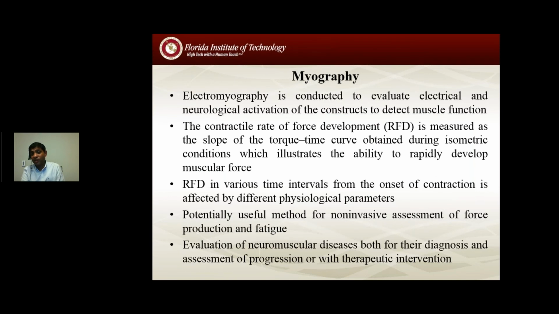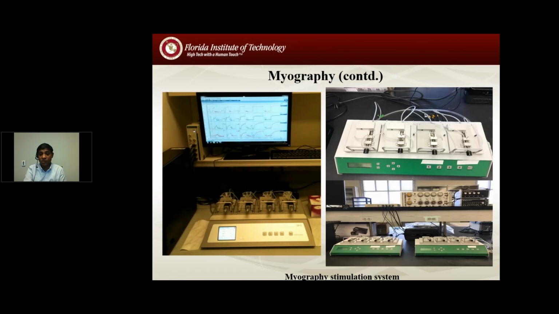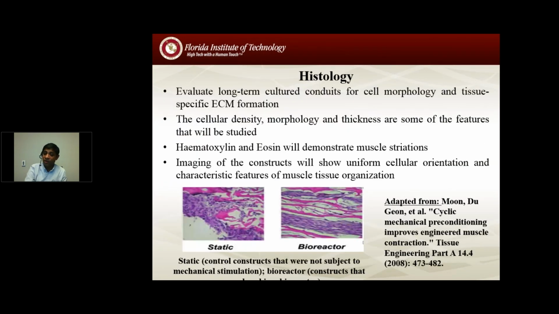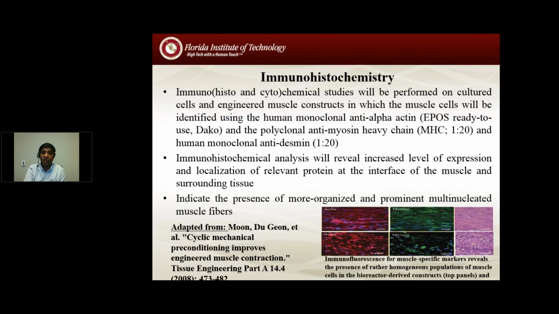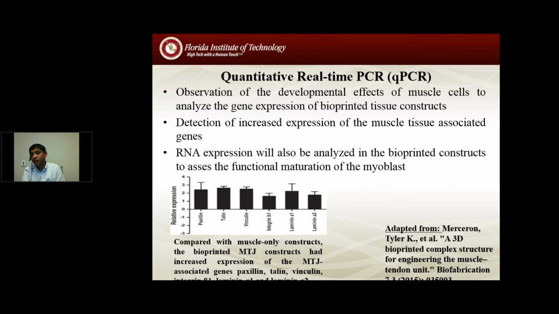And there are a lot of other tests we can do, the functional tests like myography, which will give you some information about the tissue force, like whether it can sustain the force functionality. So that one you can do. Histology is very important, as I mentioned, like a biopsy, we do staining and we look at the cell structure. You can do immunochemistry, you can do real-time PCR.